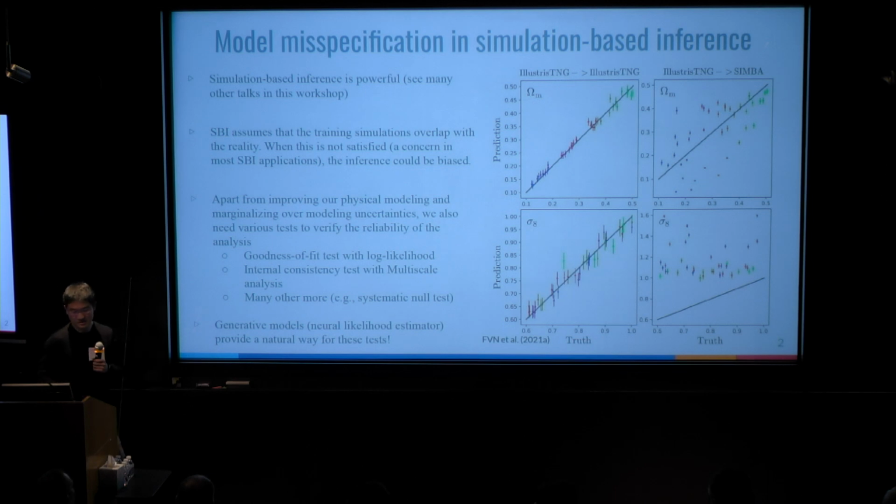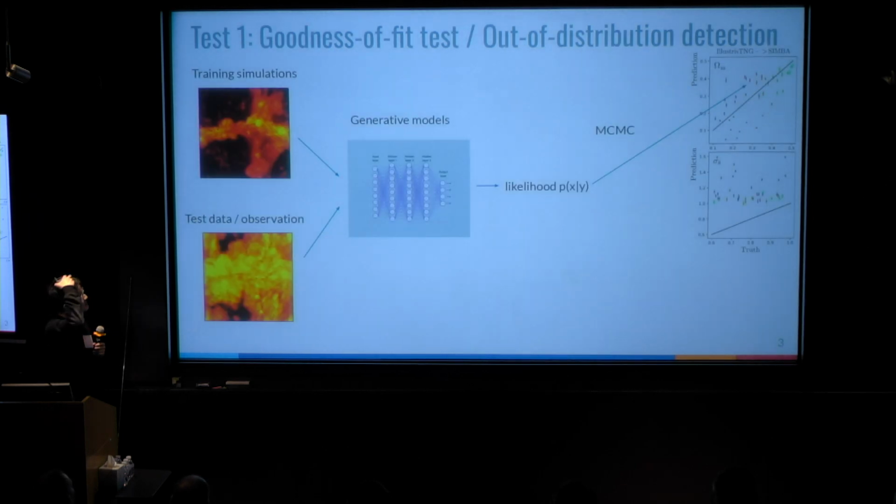I'm going to argue that with a generative model, by which I mean a neural likelihood estimator, where we try to estimate the likelihood of the data, we can also do all these tests in SBI with machine learning. So let's first talk about the goodness of fit test, which is also known as out-of-distribution detection in many machine learning literatures. Suppose we have some simulations and some test data, and they don't quite agree with each other.